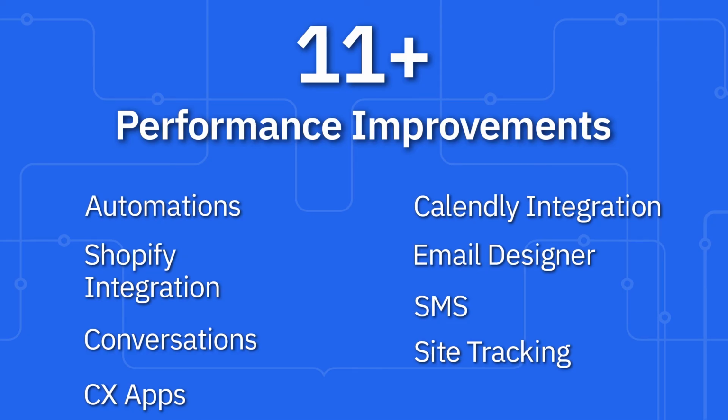In addition to all the innovation from this past month, we also continue to improve upon and enhance our existing products and features. So this past month alone, we've had over 11 performance improvements across our product suite. That includes within automations, our Calendly integration, Shopify integration, site tracking, SMS, and more. So we are always innovating. As part of that, we are always improving and enhancing what we already have done. And, part of innovation is iterating. So we come out with version 1 and then we continue to iterate on it and make it better and better. So we hope that you are enjoying all of the innovation and performance improvements that we are delivering every month.